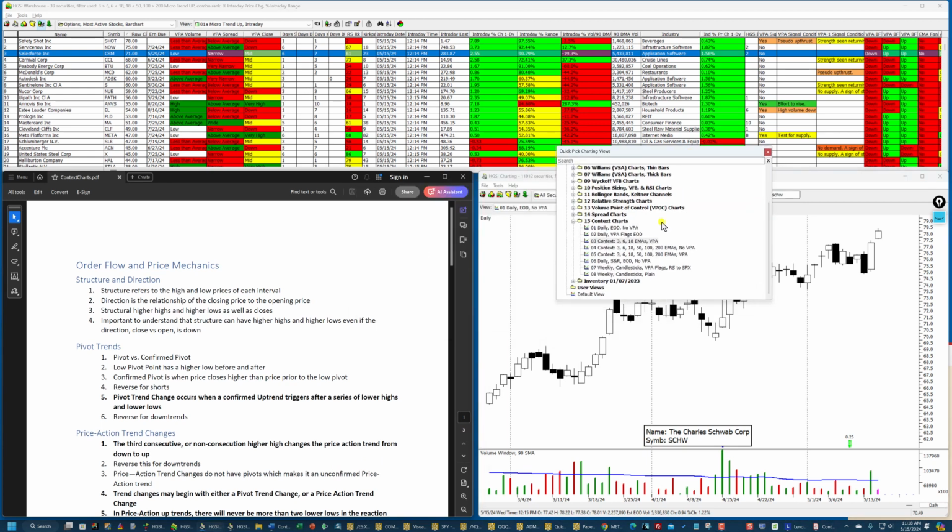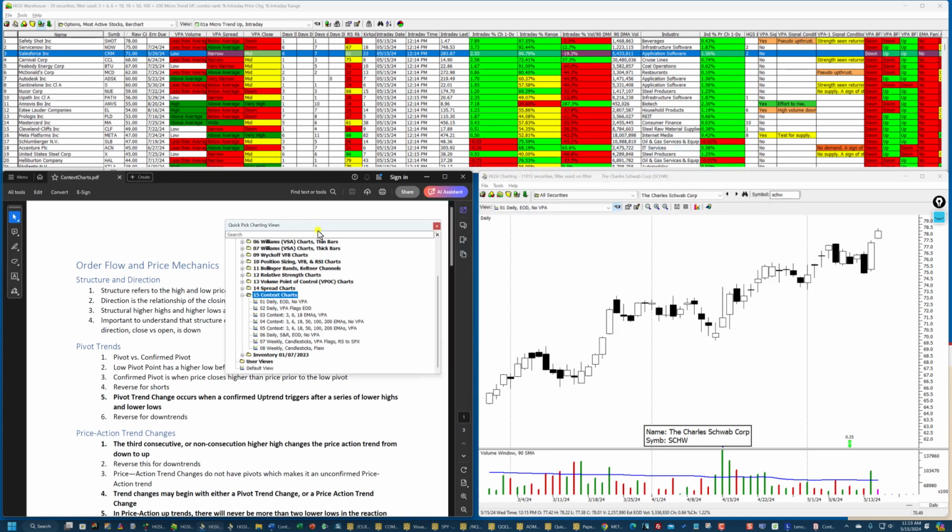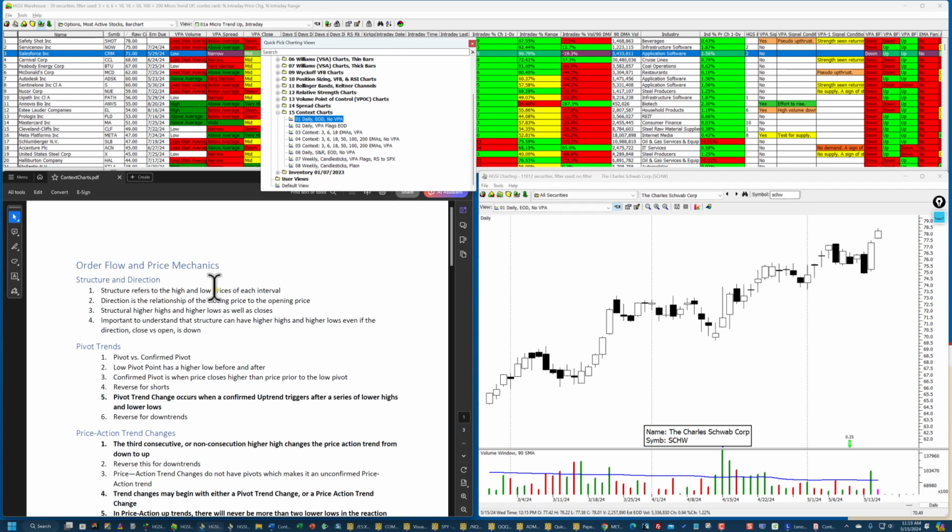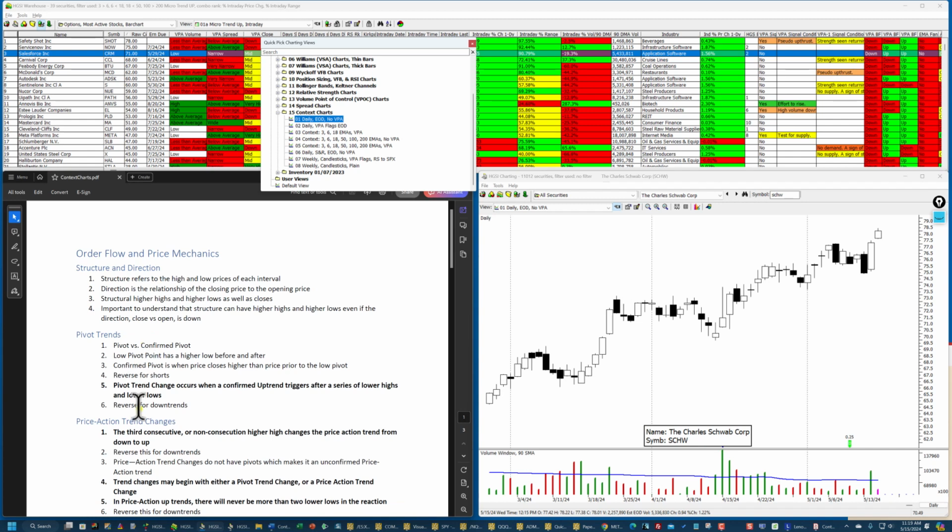As I mentioned in the first video, if you're an HGSI Insider Club member, which is my files essentially and my research, everything I'm going to be using is under context charts. I'll run through these very quickly. This right here is a daily chart, no VPA. It's just a plain chart. I'm going to be using that when I talk about structure and direction and price action trend changes and so on.